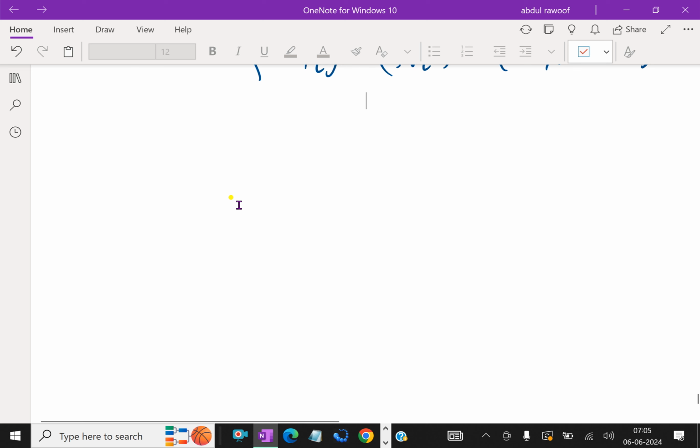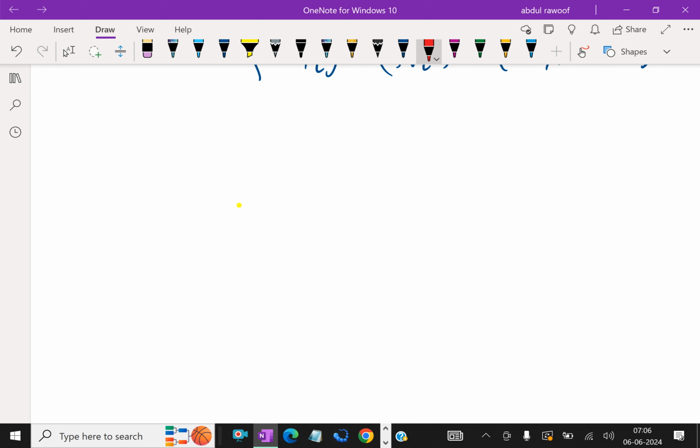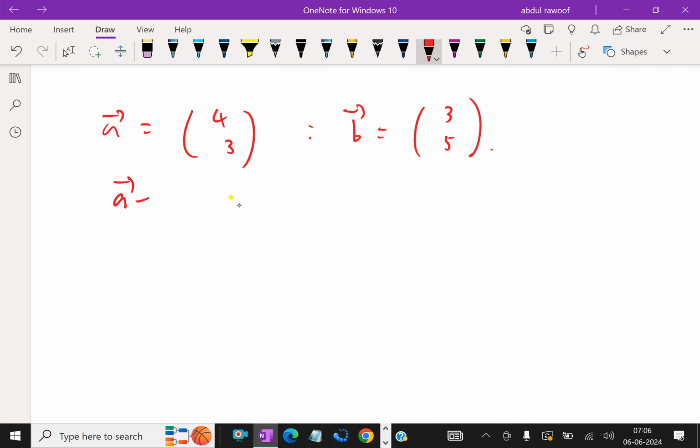Subtraction, we also do an example. Let vector A equal (4, 3) and vector B equal (3, 5). Then what is A minus B? Vector A minus vector B is just subtracting the second from the first. That is 4 minus 3 is 1, 3 minus 5 is minus 2. So that is vector A minus vector B.